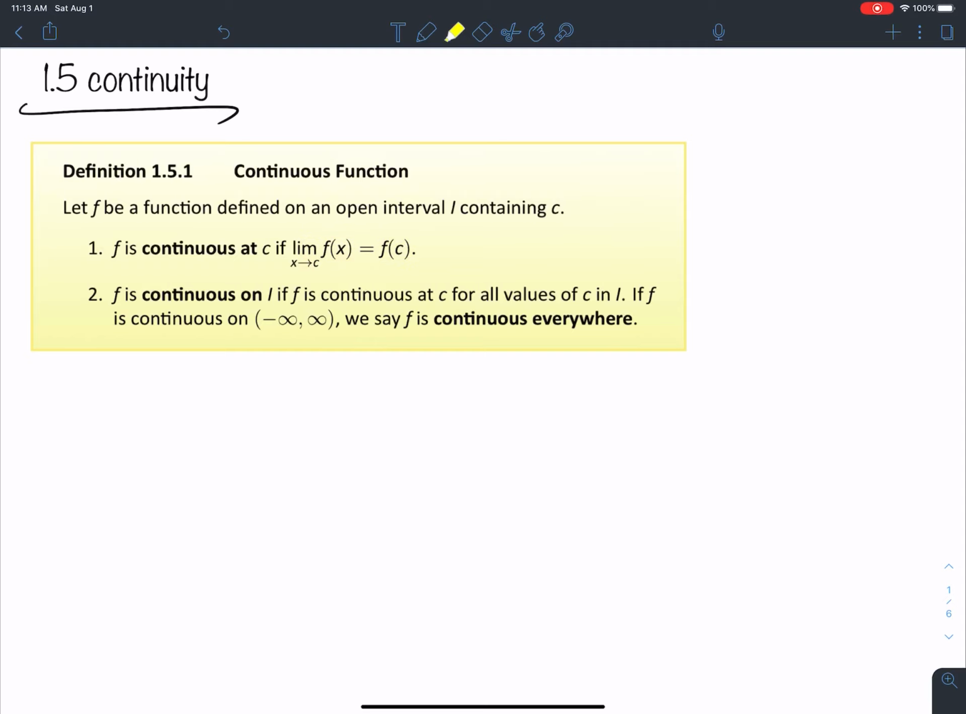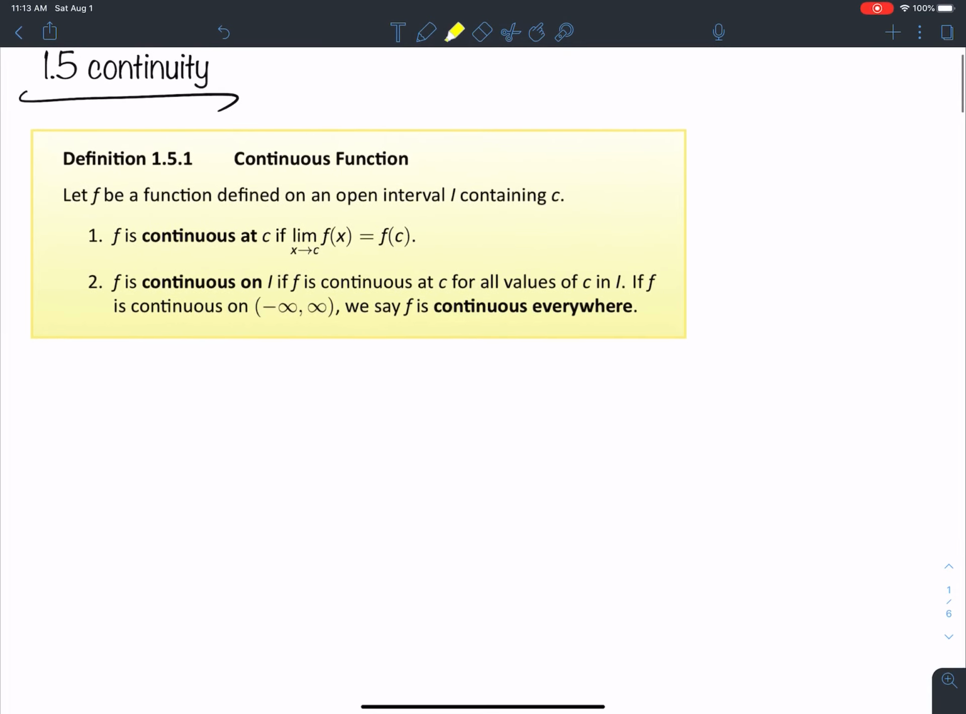And then two, f is continuous on the interval I if f is continuous at c for all values in I. So not only is it continuous at one point, it's continuous at every point on the interval, then it's continuous on that interval. And if f is continuous on negative infinity to infinity, then we say that f is continuous everywhere.